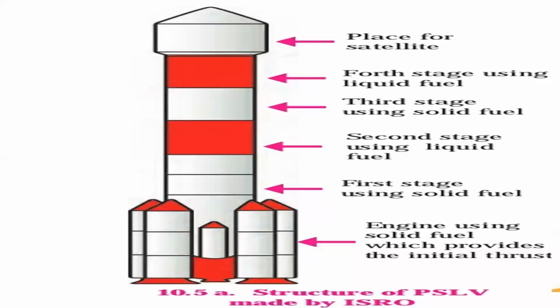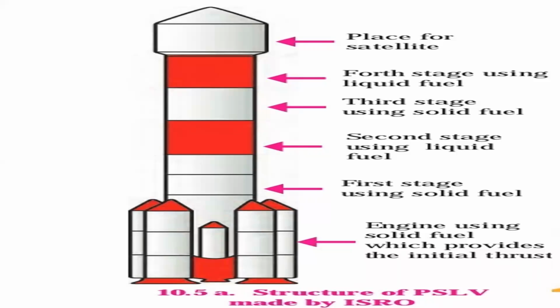Now see here the photograph of PSLV, which is made by ISRO. Here they have shown the 4 stages of PSLV. The lower one, can you see the rocket type structure, students? That is nothing but an engine using solid fuel, which provides the initial thrust. Initially this fuel is burned, and it gives initial thrust to this engine.